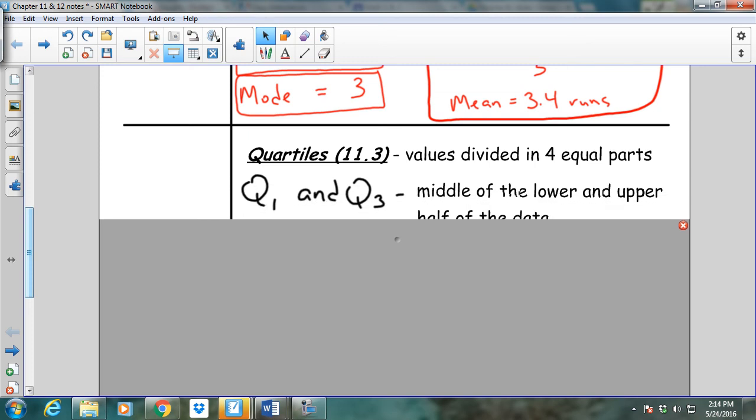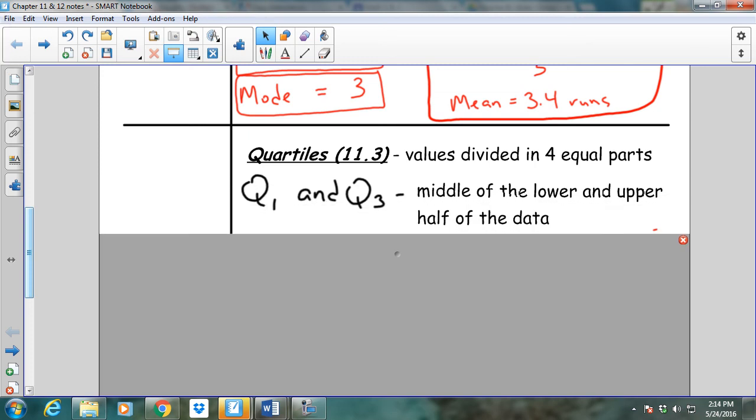Quartiles, probably a new word for you. It's in lesson 11.3 if you need to refer to it. Quartiles means you're taking that data that you have and dividing it into 4 equal parts. You might have guessed that from the word quart right here, quarter, into 4 equal parts.